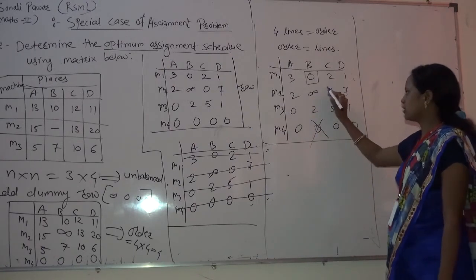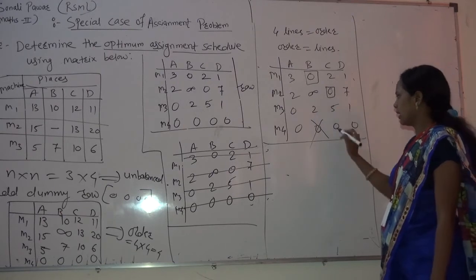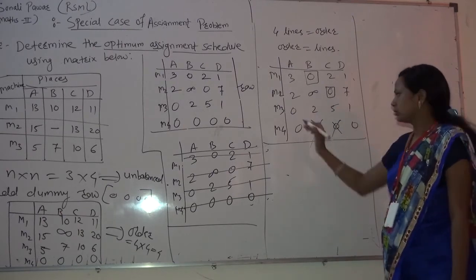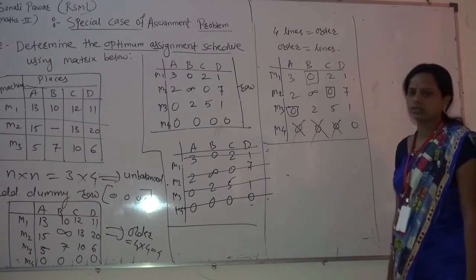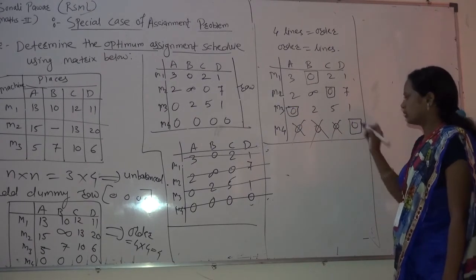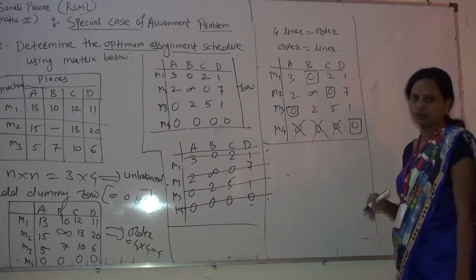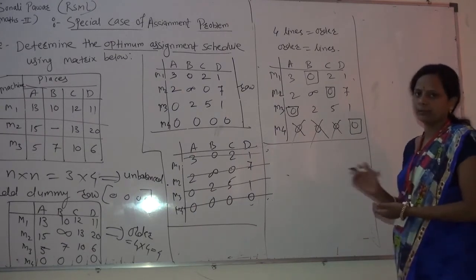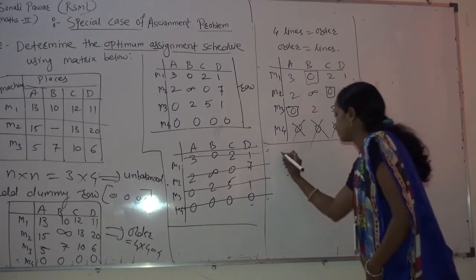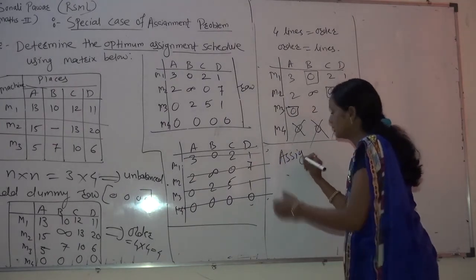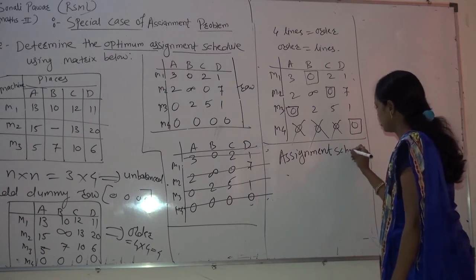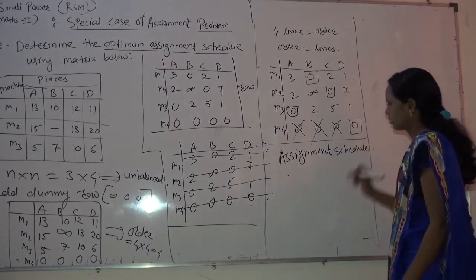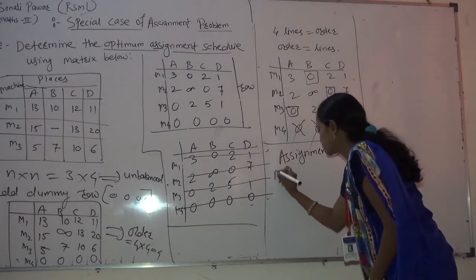Second row, again 0 is available. Give the assignment and cross off the extra 0. Third row, give the assignment, cross off the extra 0. And the last row, give the assignment, no other 0. So now we can proceed to the next step. So the next step is the assignment schedule. And in this question we have to find out the assignment schedule. It is our aim.